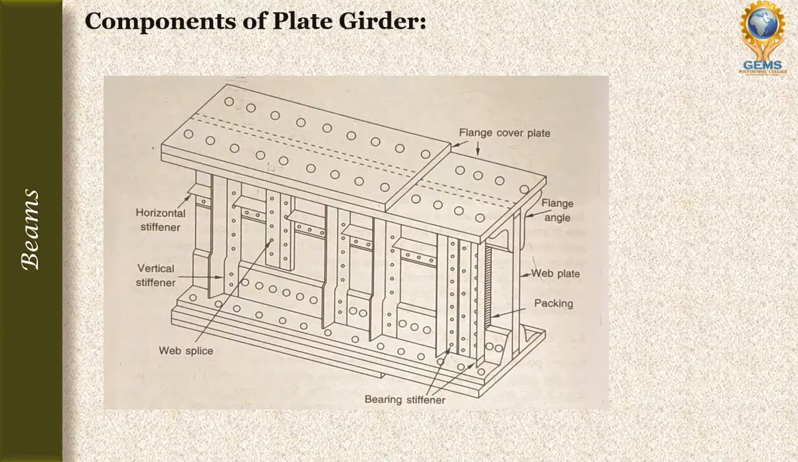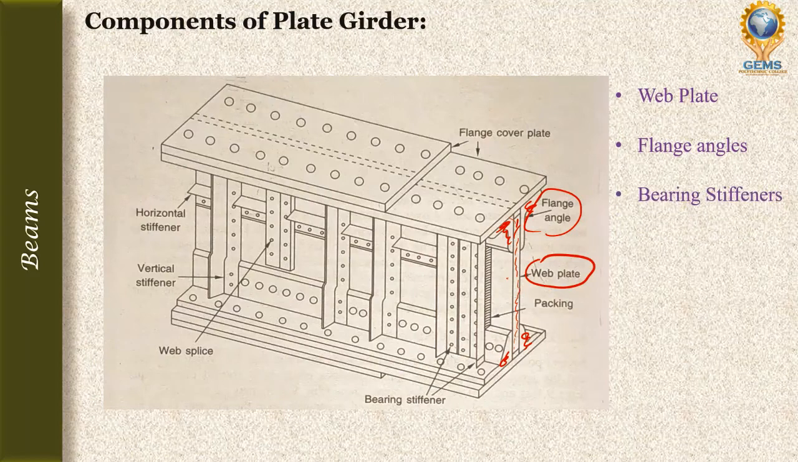Next is, what are the components of plate girders? There are various components of a riveted plate girder that are shown in the diagram. The first one is the web plate. This area is the web plate. Second one is flange angles. The web plate and its flange are connected, so we are using the flange angles. This is the flange angles.